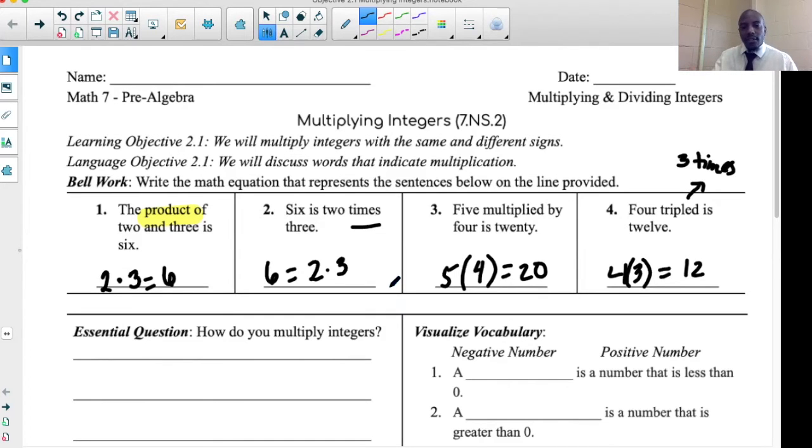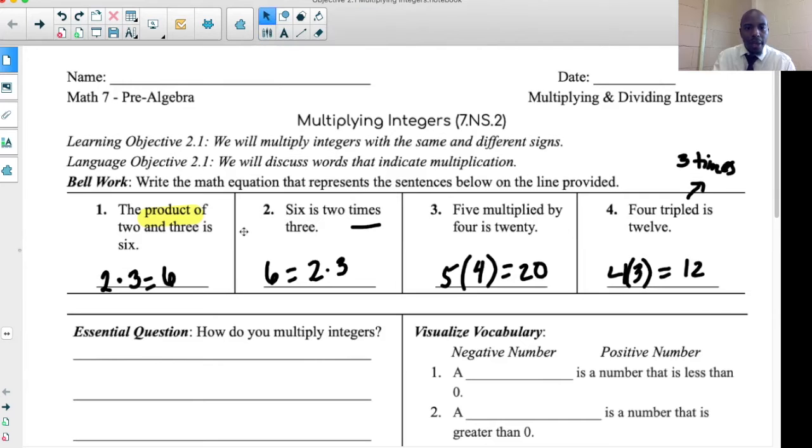So a negative number, according to our visualizing vocabulary, is a number that is less than 0. Just like whole numbers, there are also the opposite of that. There are inverses; the opposite of positive numbers are negative numbers. 1 has an opposite, negative 1. 2 has an opposite, negative 2. And you know positive numbers are anything that's greater than 0. Now, how do we multiply integers?